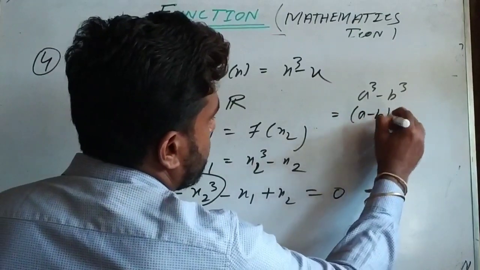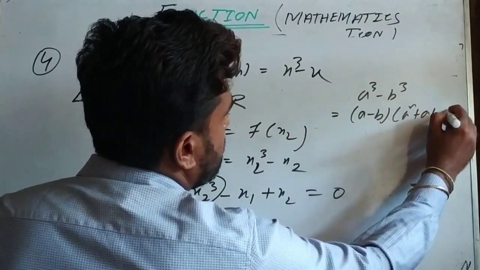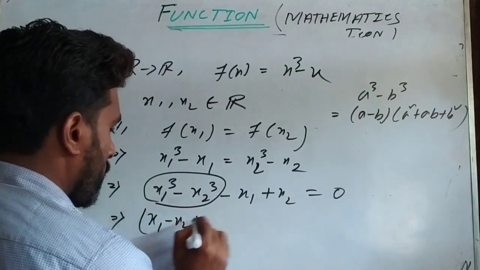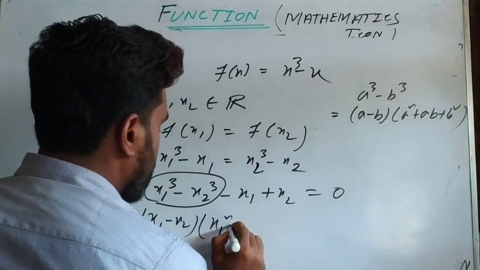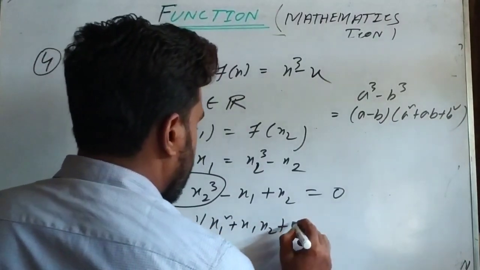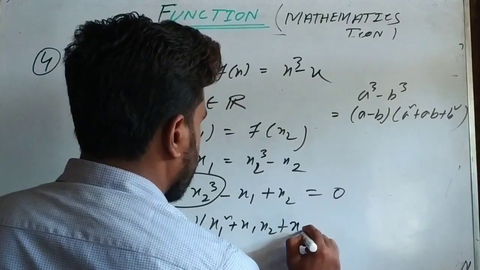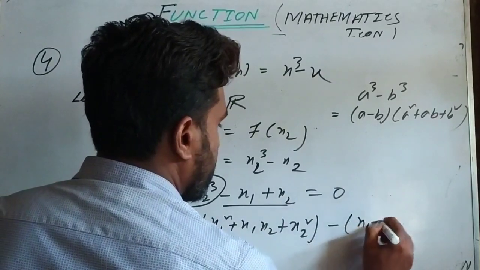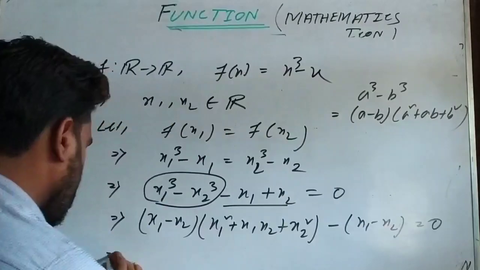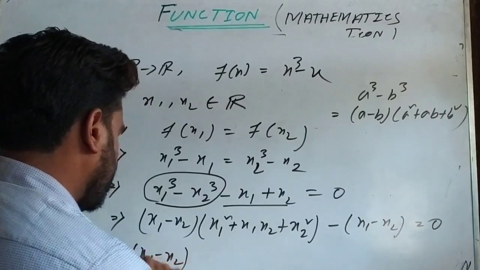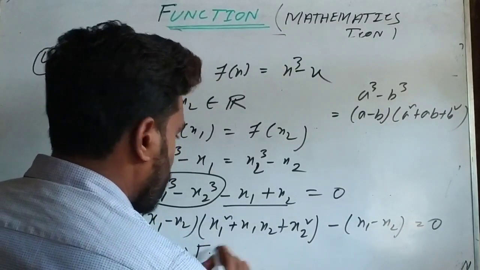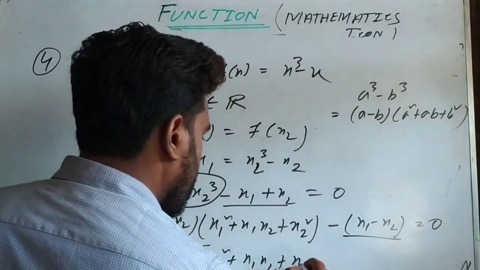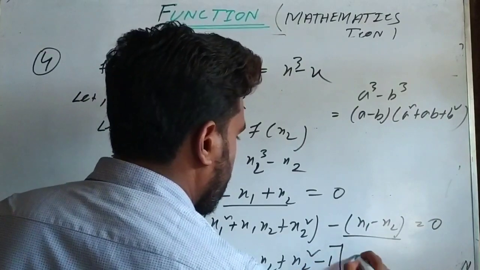What is the formula here? (a minus b)(a square plus ab plus b square). So here x1 minus x2, and here x1 square plus x1 x2 plus x2 square minus, the minus is common from both, x1 minus x2 equals 0. So taking x1 minus x2 common, x1 square plus x1 x2 plus x2 square minus 1 equals 0.